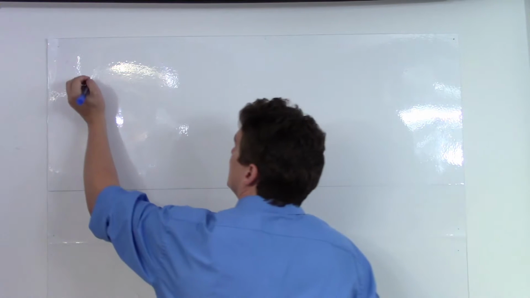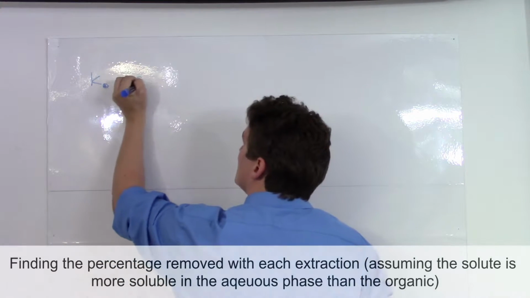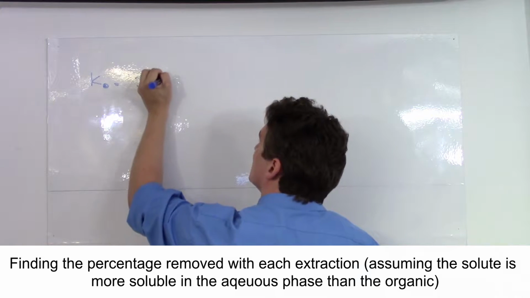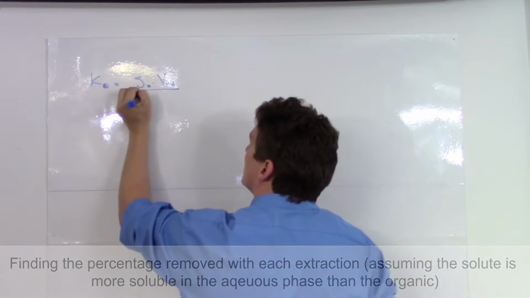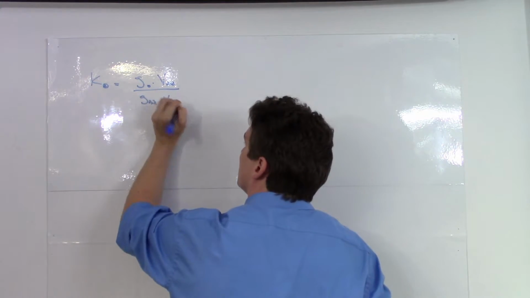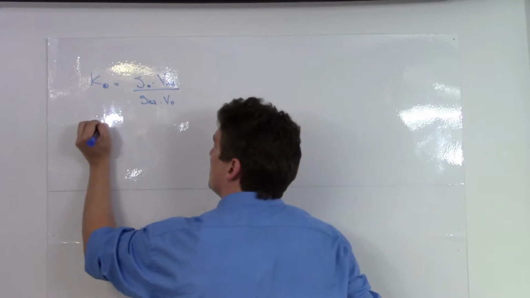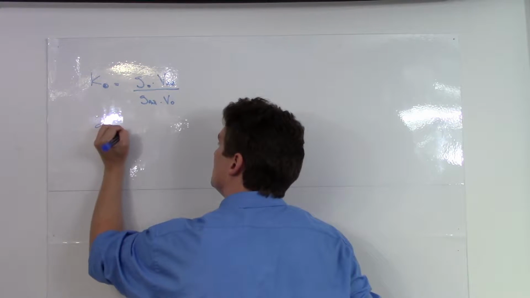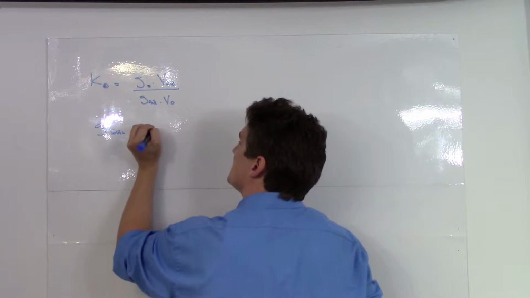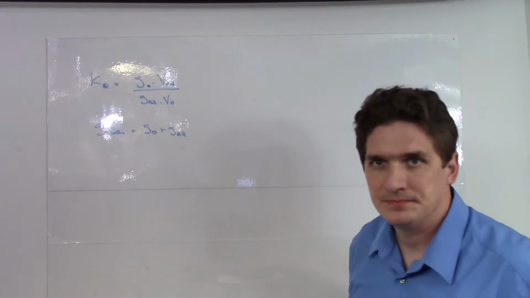So we've got our KD, and it's going to be the grams in the organic phase times the volume of the aqueous phase divided by the grams of the aqueous phase times the volume of the organic phase. And again, we have the relationship that the total equals the grams of the organic plus the grams of the aqueous.